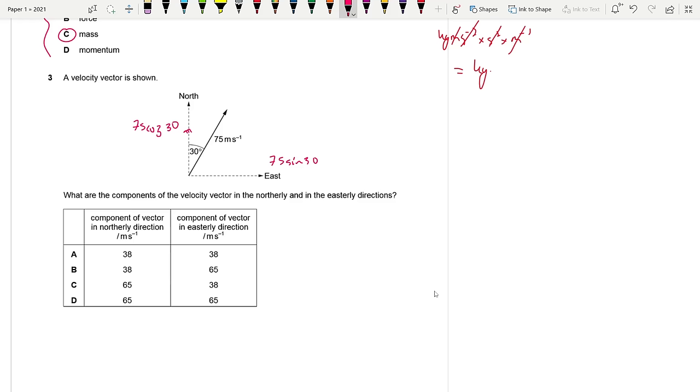That's 64.95 or 65 basically. So for north it's 65 and for east it's 75 sine 30. That's 37.5 or 38. Okay, so let's see. 3 is C.